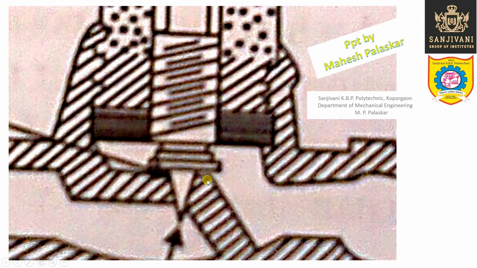This is again the larger view. This is the valve, this is the inlet, and this is the outlet. This is the screw. Here the threads are provided. Due to rotation, this valve can be lifted or it can move in the downward direction. It can be lifted or it can be lowered down.